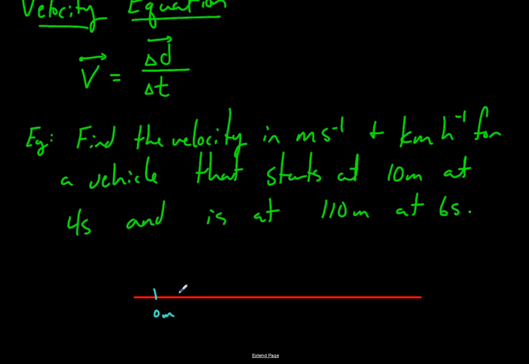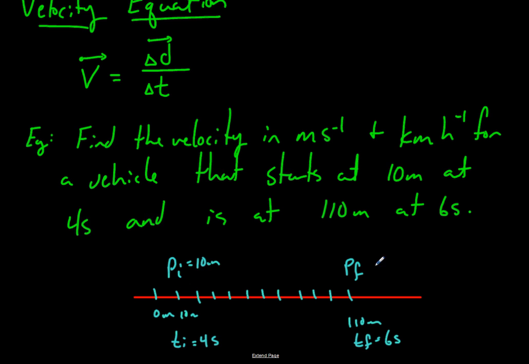So there's 0 meters. Here's 10 meters. 20, 30, 40, 50, 60, 70, 80, 90, 100, 110 meters. This is the initial position. This is the final position. And this happens over a time interval, which starts at 4 seconds and ends at 6 seconds. And there's all of our information.